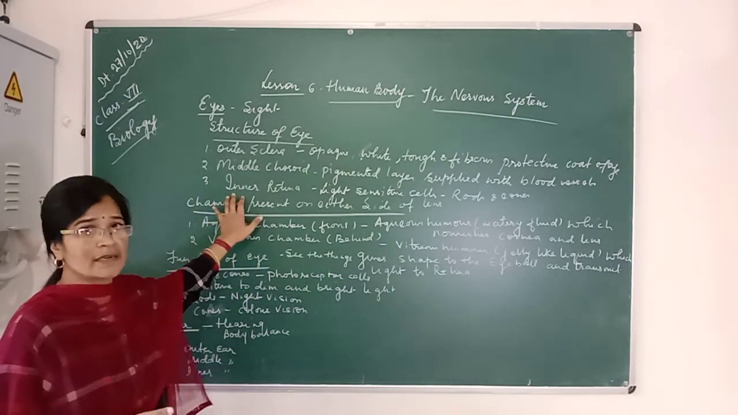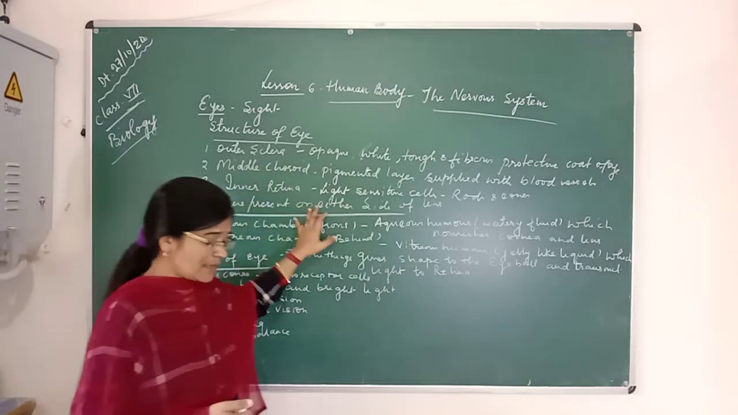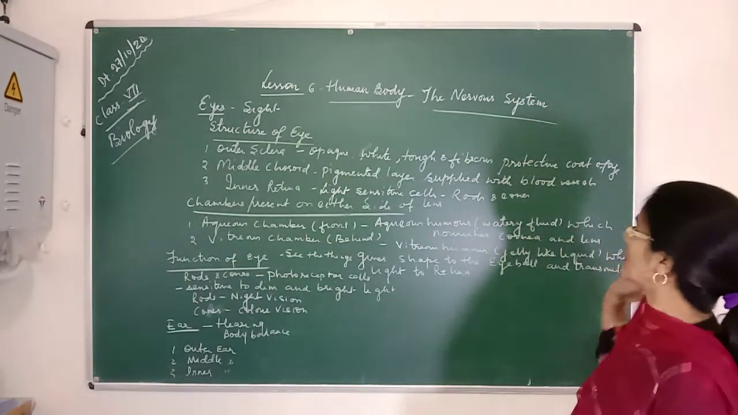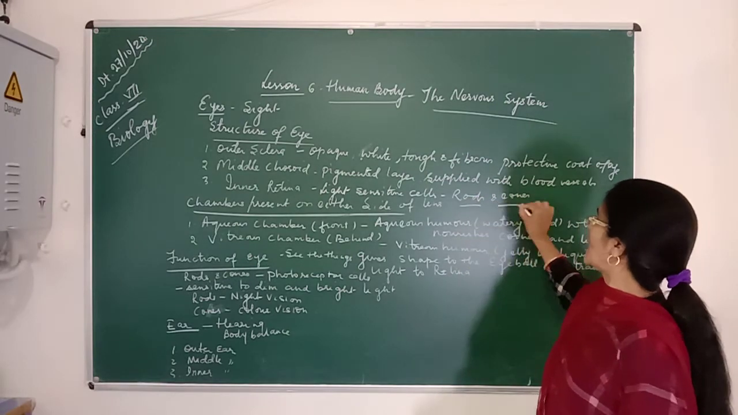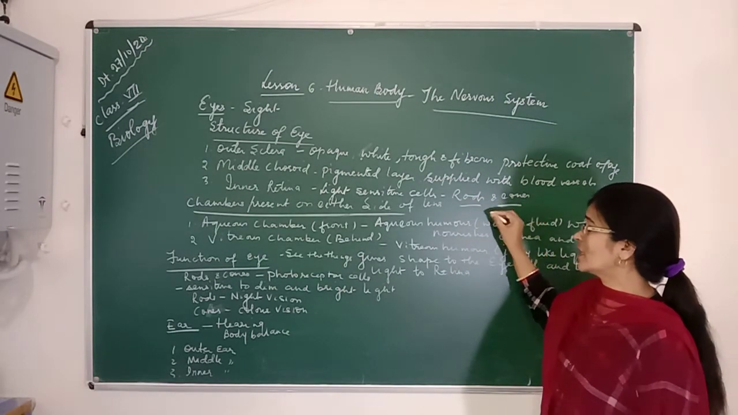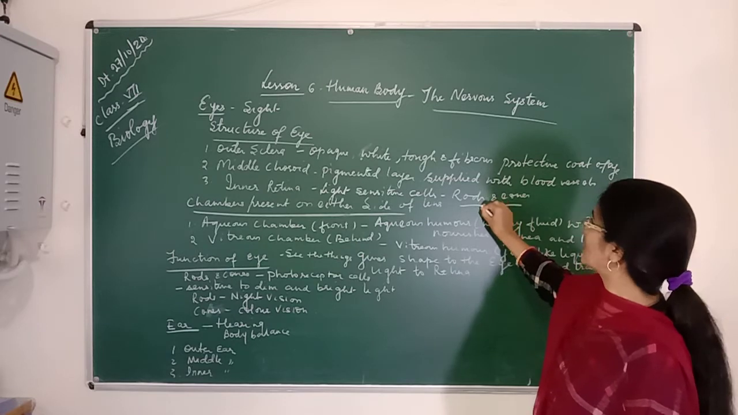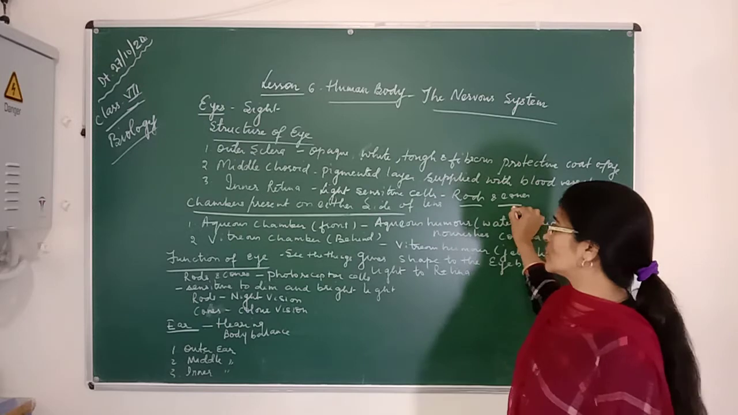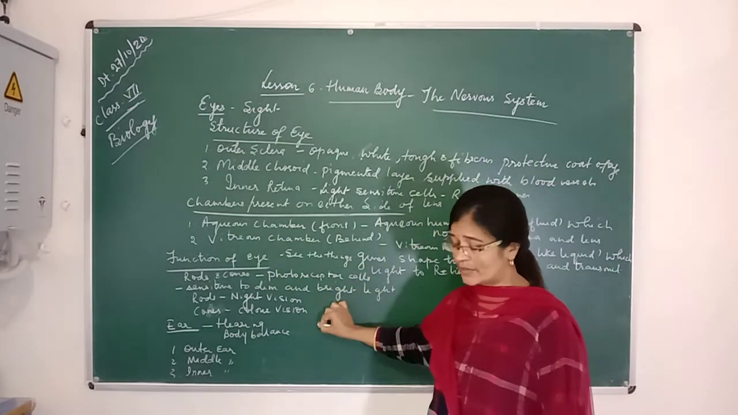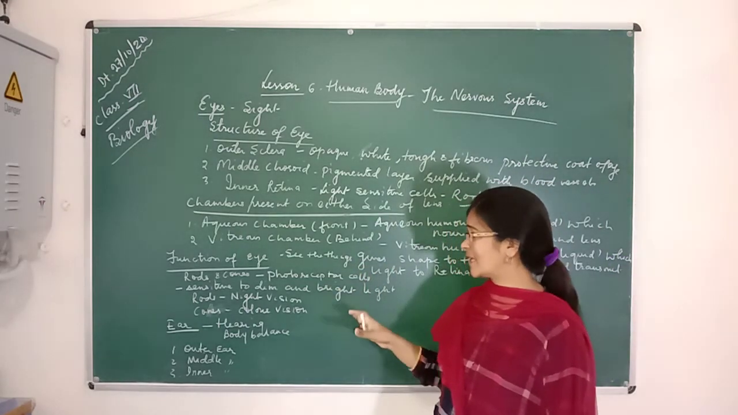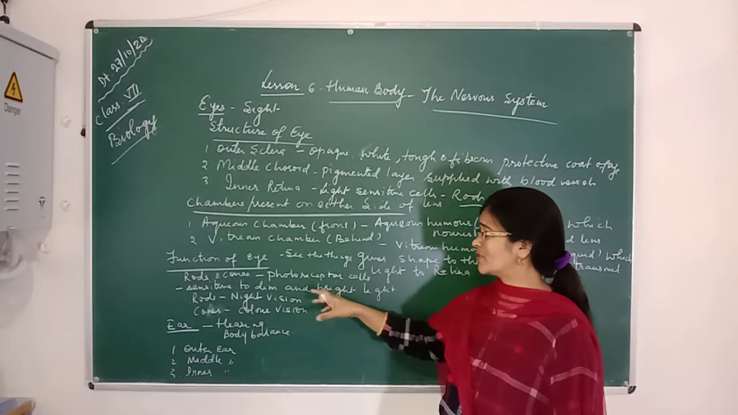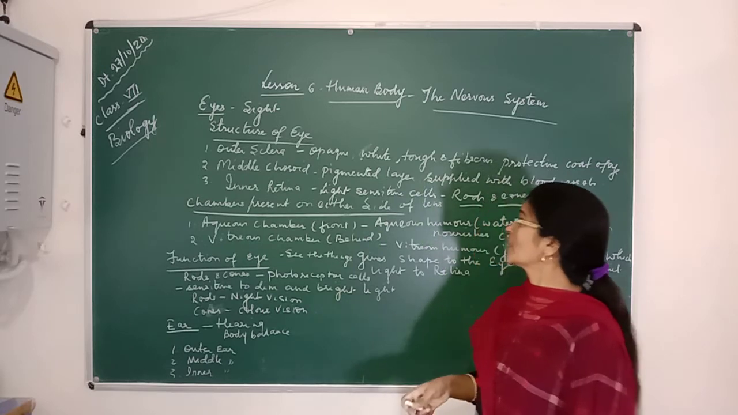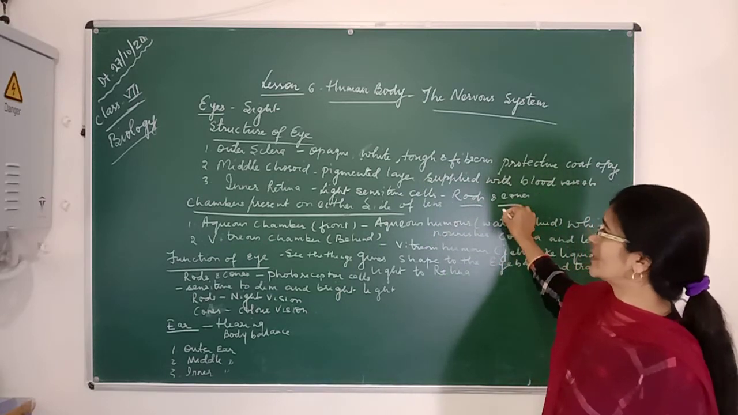The third one is the inner retina, which is the light sensitive layer of cells, and the retina mostly contains rods and cones. The main function of rods and cones is that the rods are mostly responsible for night vision, and cones are mostly responsible for color vision. Whatever color we detect is due to the cones, and night vision is due to the rods. So this is about the inner retina.